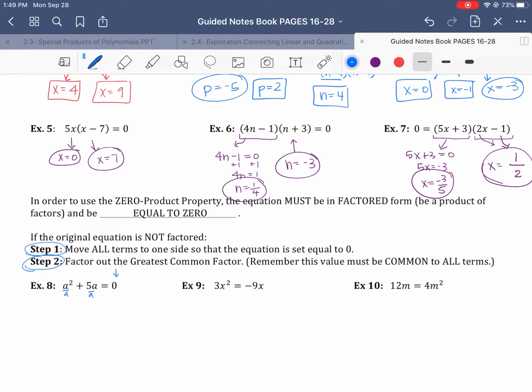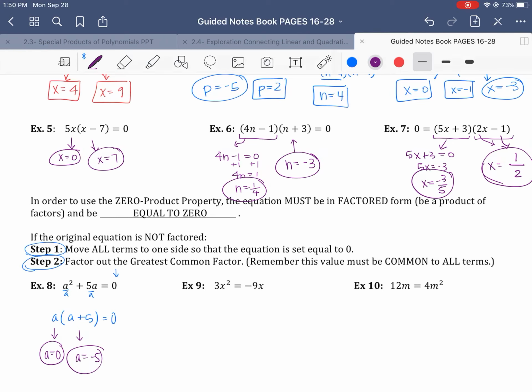Notice they both can be divided by a. So we pull an a out front and we get a plus 5. We then find those solutions. So what would make this piece 0? Well, a could be 0 in and of itself, or a could be a -5.